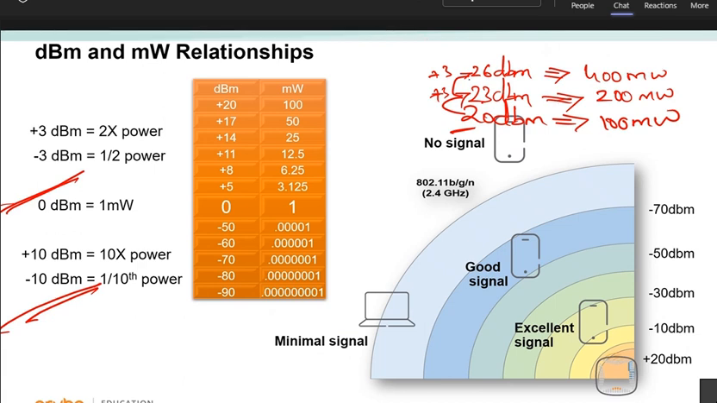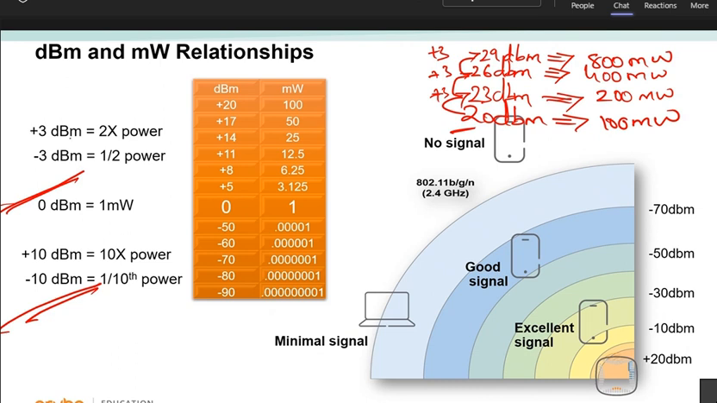Right? Still, I want to increase my power level. What I can do is plus 3. It goes from 26 to 29 dBm. What happens to my actual power level? It doubles. From 400, it goes to 800 plus.